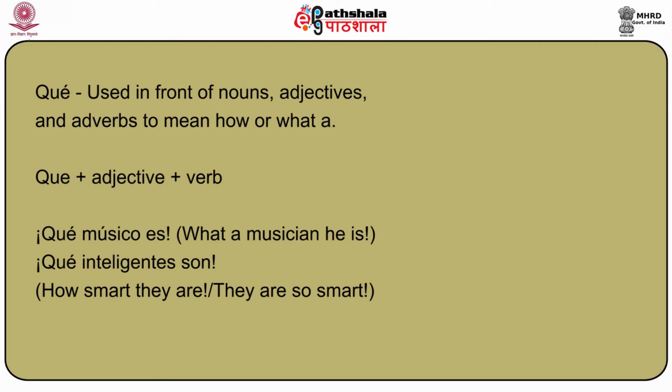Let us see some constructions. Qué plus adjective plus verb. ¡Qué músico es! I repeat, ¡qué músico es! The English equivalent is what a musician he is. Let us take another example. ¡Qué inteligentes son! I repeat, ¡qué inteligentes son! The English version is how smart they are, or we can also say they are so smart.